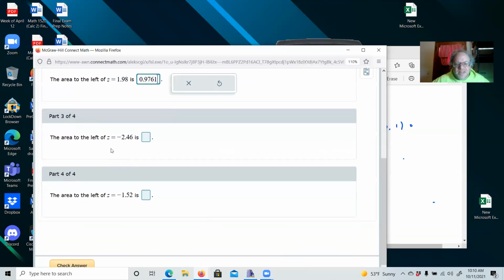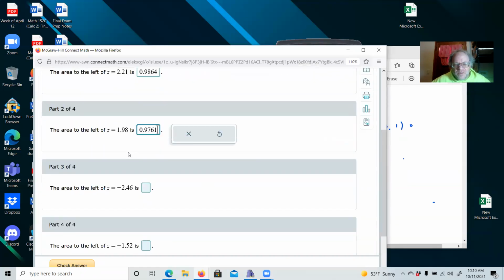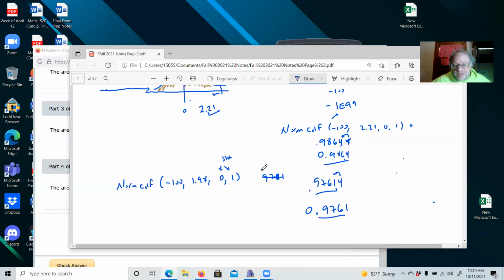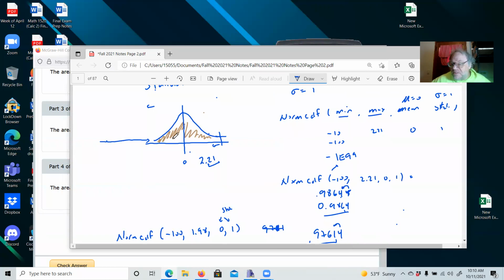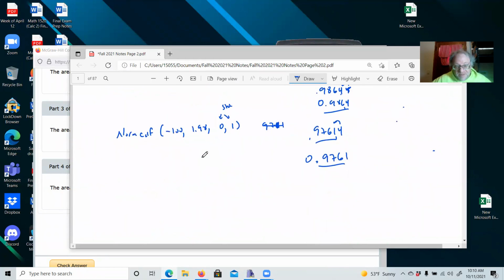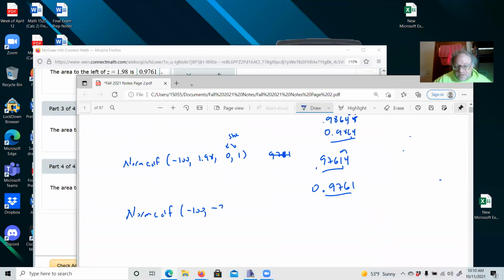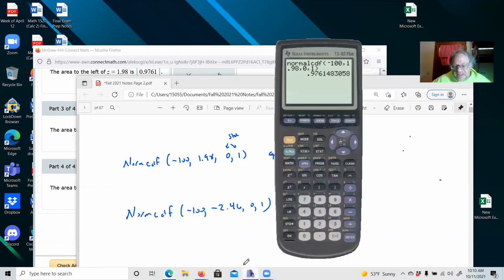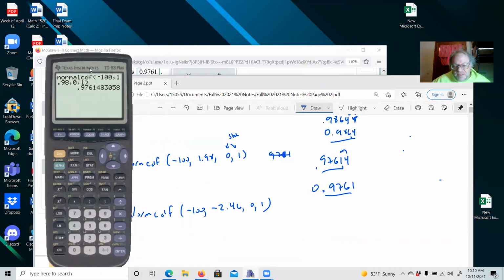To the left of negative 2.46, this is going to be a smaller number, because it's on the other side of the 0, so it's negative. So we're going to say norm CDF. Again, we'll say negative 100. What are we going up to this time? We're going up to negative 2.46. Negative 2.4601. So we're just going to type that in and see where it ends us.